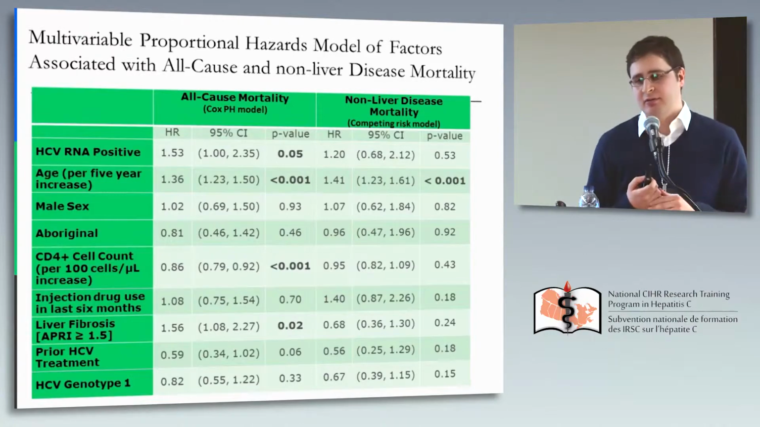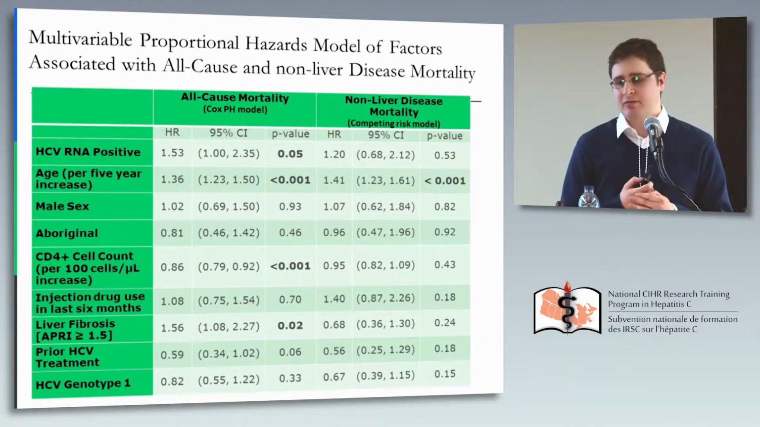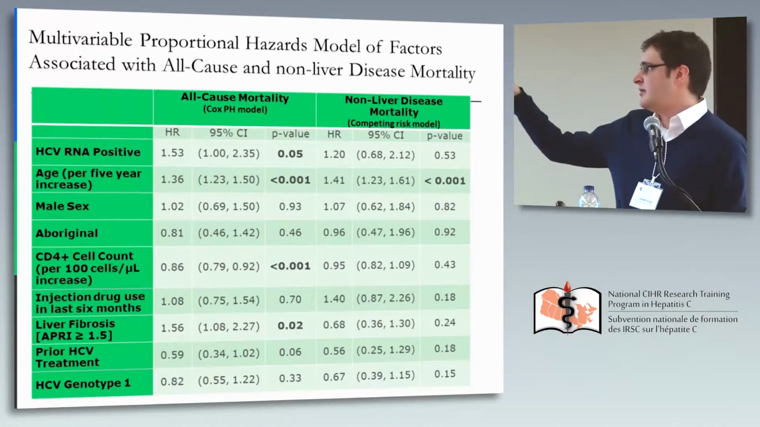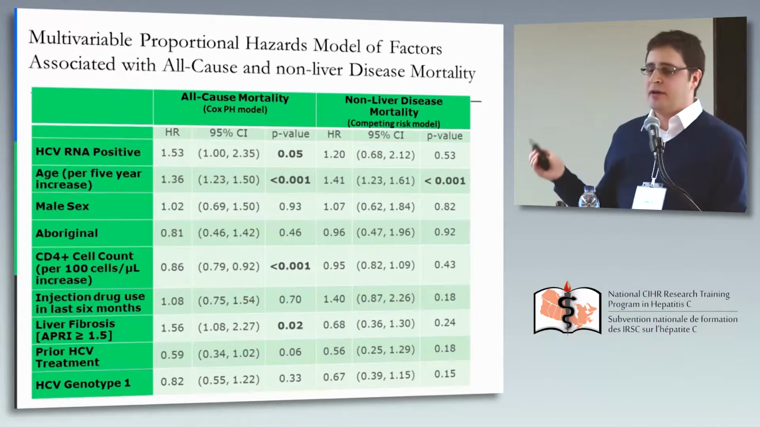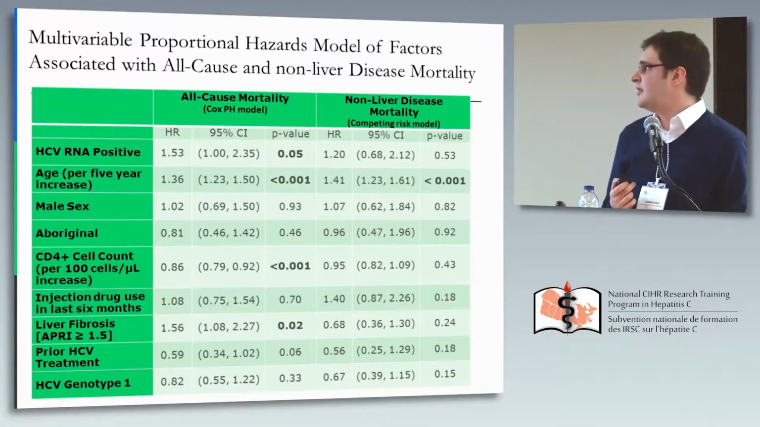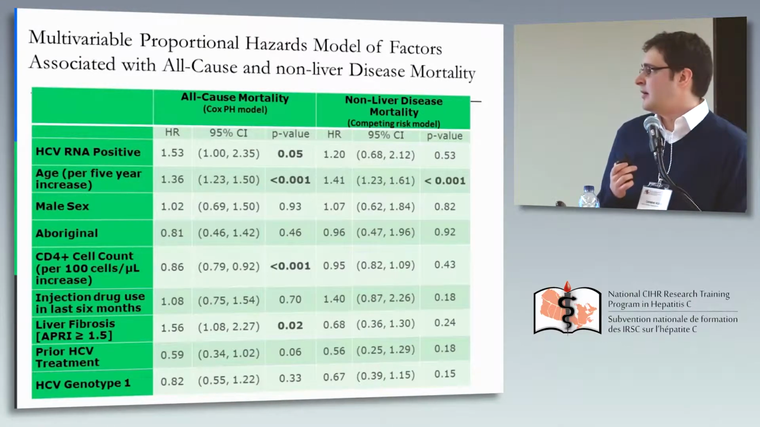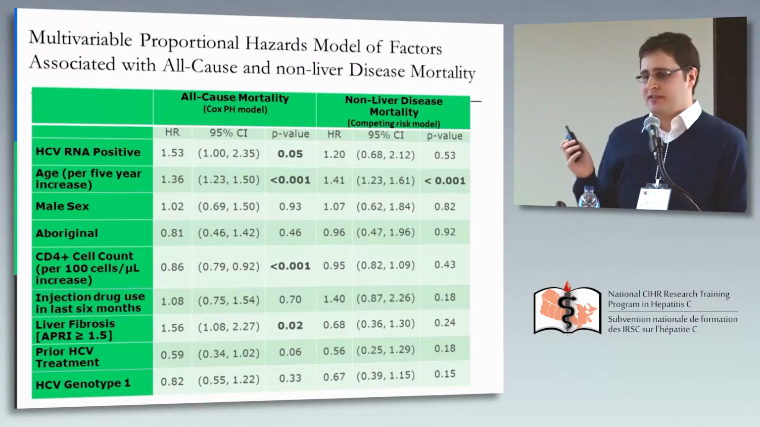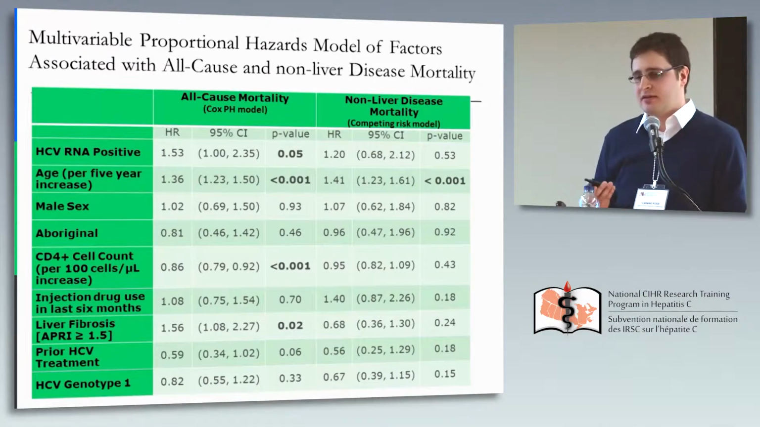So this last table shows the results from our regression model. The first model is looking at the outcome of all-cause mortality, that's the column in the middle. And on the right, we have the column for the competing risks of non-liver disease-related mortality. The covariates are on the left, and this is the adjusted model. All the results are presented adjusted for each of the other additional covariates.